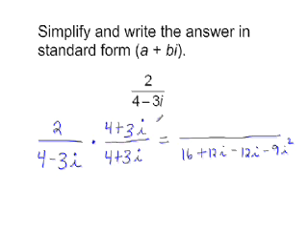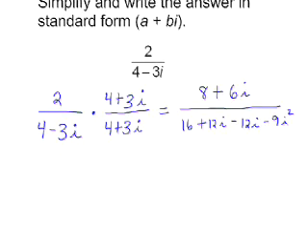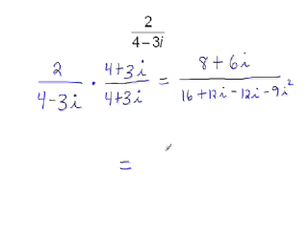The numerator will take 2 times the quantity 4 plus 3i, so we'll use the distributive property. 2 times 4, positive 8. 2 times positive 3i is positive 6i. Now we'll do some simplification. Numerator will stay 8 plus 6i.